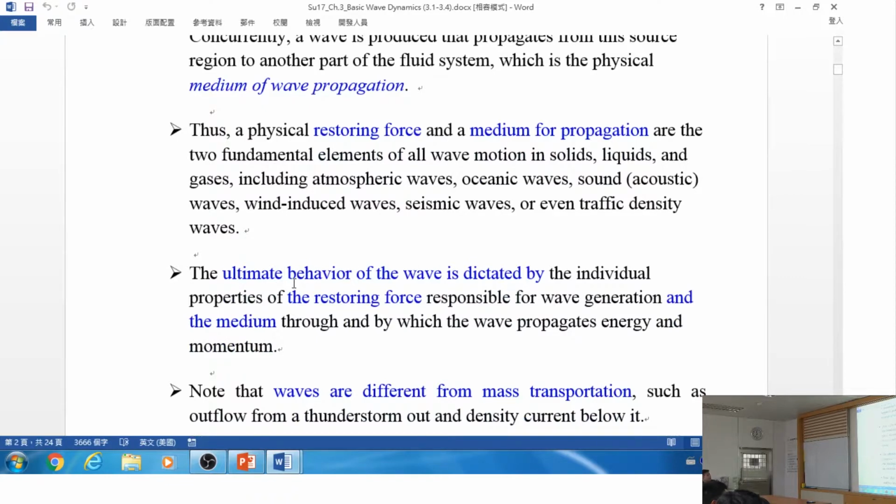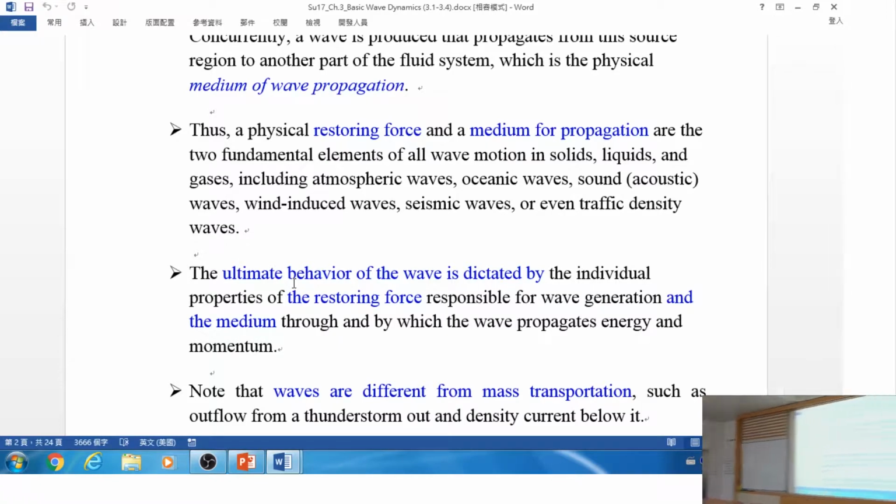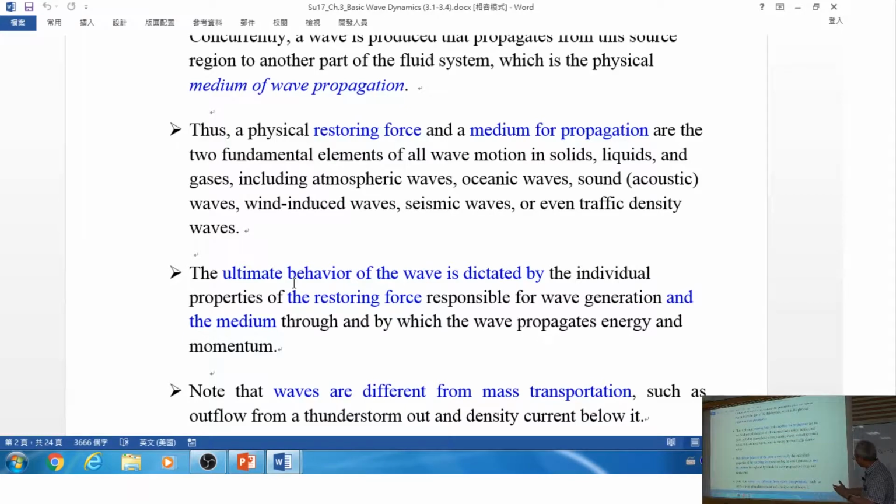The ultimate behavior, how do you say in Mandarin, ultimate, 最终的 行为, of the wave is dictated by the individual properties of the restoring force and the medium. So these two are important, and then we have to express them quantitatively, so then we can do experiments and theories.